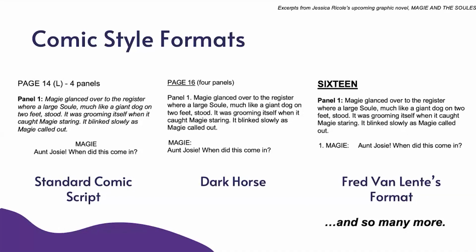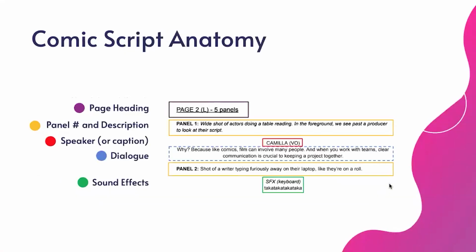So, oftentimes publishers will have guidelines on their website, especially in traditional comics. Just to break down the anatomy of the comic script, you have a couple of different sections. You have your page heading, your panel number and description, whoever your speaker is, or if it's a caption, then you'll usually get into your dialogue. And then if you have any sound effects, that's another part of it.